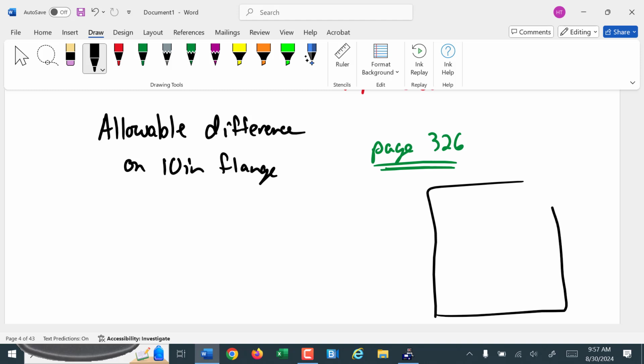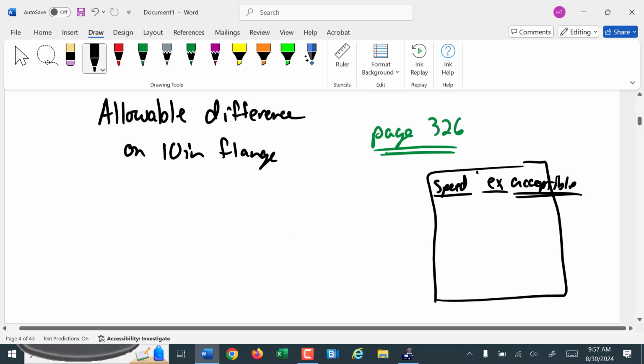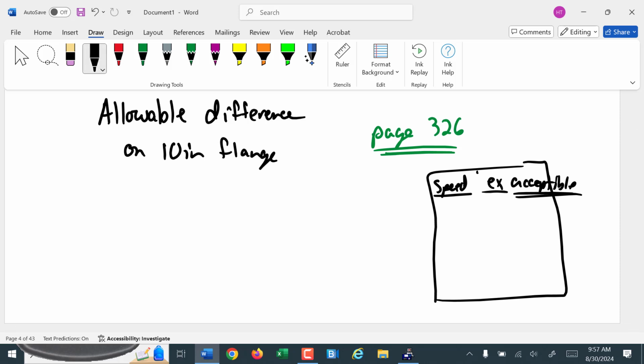In your industrial mechanics textbook, this table that I'm going to be putting up here is on page 326 of it. And I'm not going to put in the full table. But the table lists speed, excellent alignment, and then acceptable alignment. We're going to be working in the realm of acceptable, because as long as you're at least acceptable, that's all that matters.